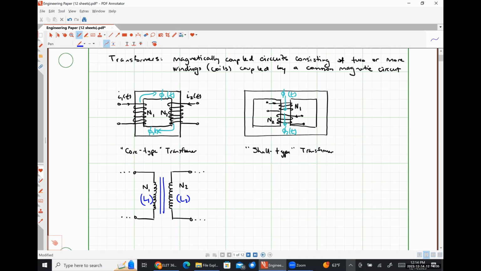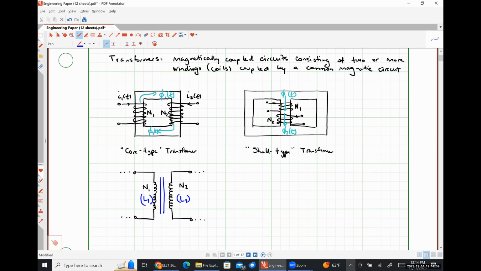We may also see vertical lines between our coils. These vertical lines are typically indicative of us dealing with an ideal transformer, and they represent that our coils are very tightly coupled together, or really perfect coupling. So just letting you know the different variations that you might see.